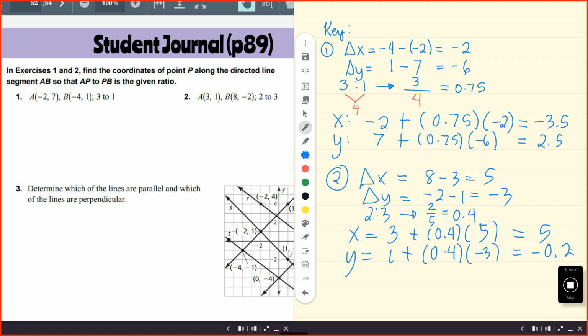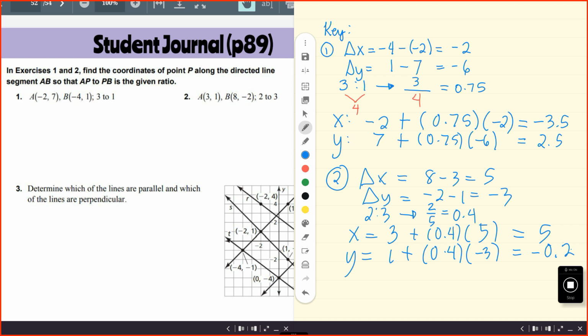All right, do you have any questions so far? Any questions? No? Okay. I think once you become familiar with the steps, it gets easier, right? It's just a matter of memorizing the steps.